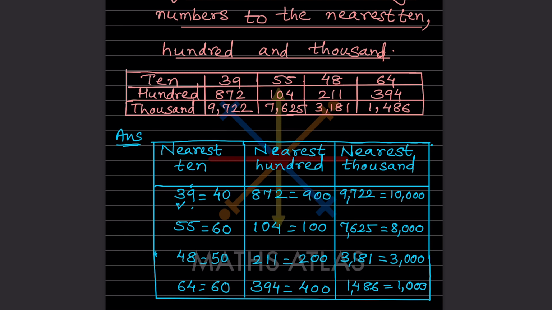Nearest 100 means now your ones, tens, and hundreds. So just put a tick mark over here. What is that going to be now? The very next number is the tens place. This is 7, more than 5. So this becomes plus 1. So this is going to be 9, and the other two digits are both 0. Now this is 104. What did I say? From 0, 1, 2, 3, 4, it remains the same. So of course this is going to be 0, this 0, and this 1 remains the same.